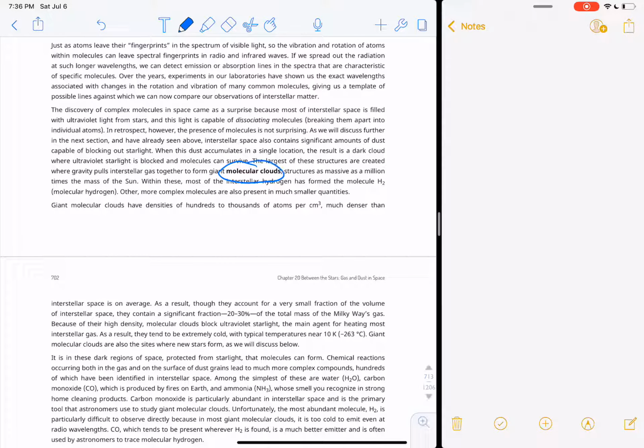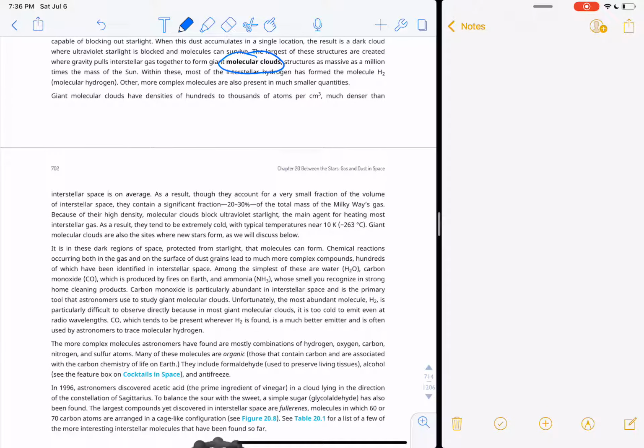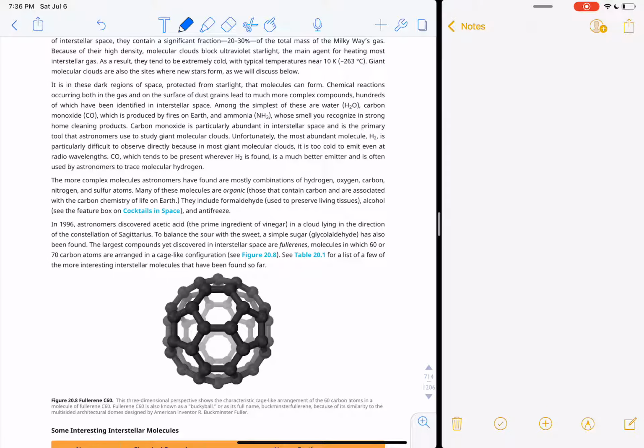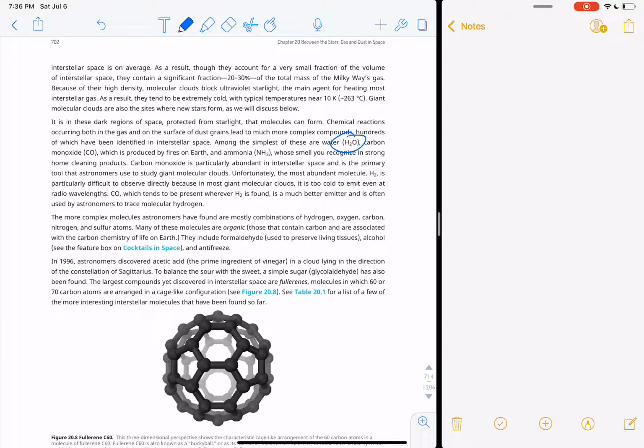And those are called molecular clouds. Molecular clouds have more complex elements to them, and they have higher densities, so they're not as empty or vapid. They are quite dense and filled with lots of good things. Some of the things that we see out there: H2O, water, carbon monoxide, ammonia. We see that stuff out in space.